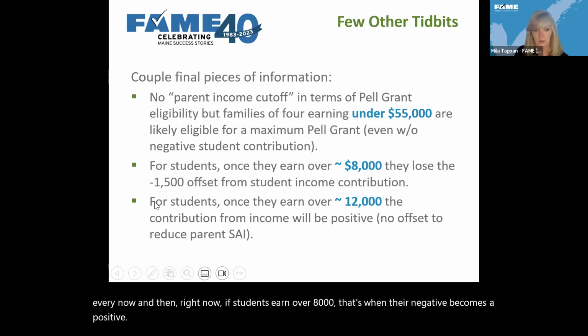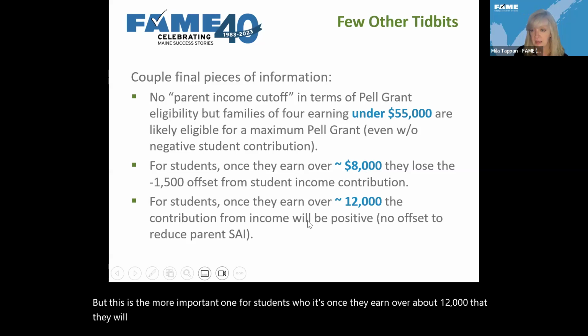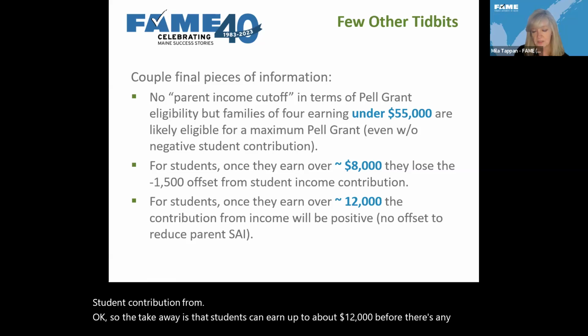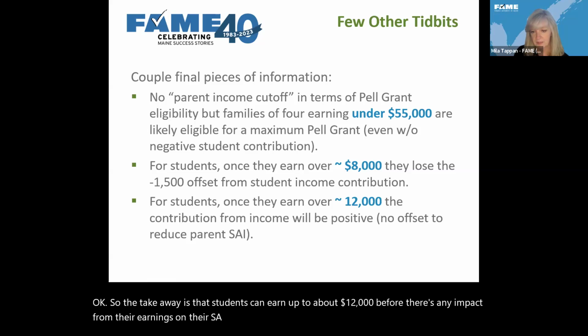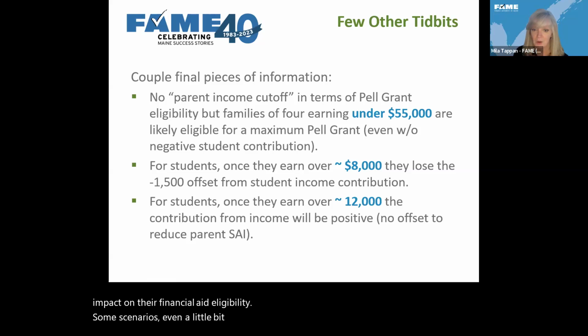But this is the more important one: once they earn over about 12,000, they will have a positive student contribution from income, okay? So the takeaway is that students can earn up to about $12,000 before there's any impact from their earnings on their SAI, okay? So they can earn up to about 12,000 before there's any impact on their financial aid eligibility. In some scenarios, even a little bit more. Okay, so I think that's good news.